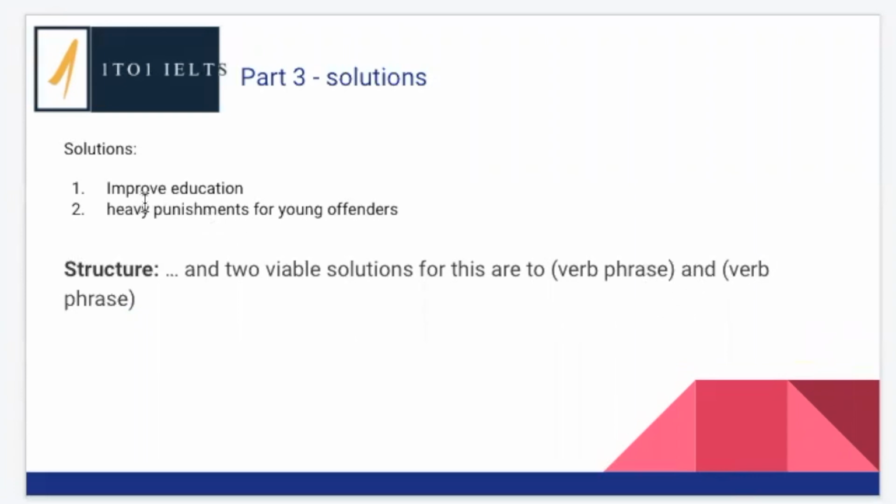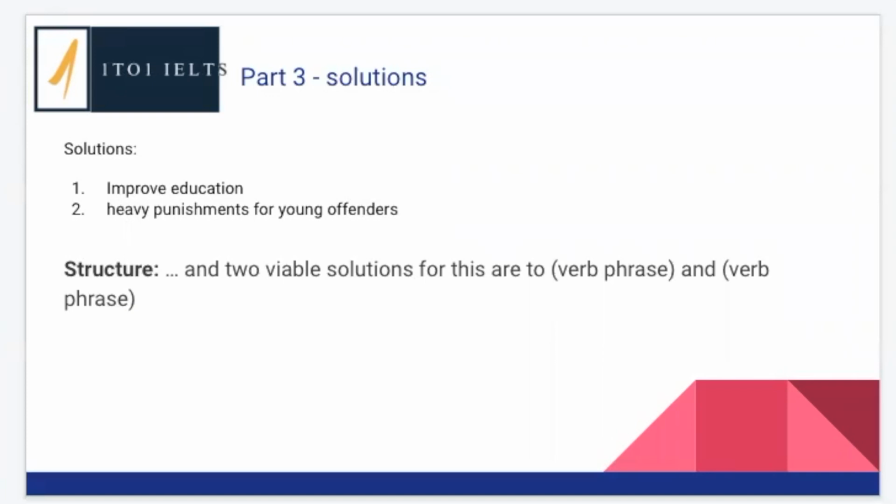So looking at our solutions, this first solution is actually a verb phrase, improve education. But heavy punishments for young offenders, this is a noun phrase. There are no verbs in this expression. Therefore, we've got to make sure we have two verb phrases before we put all the pieces of the puzzle together. Again, I ask my students to do this.